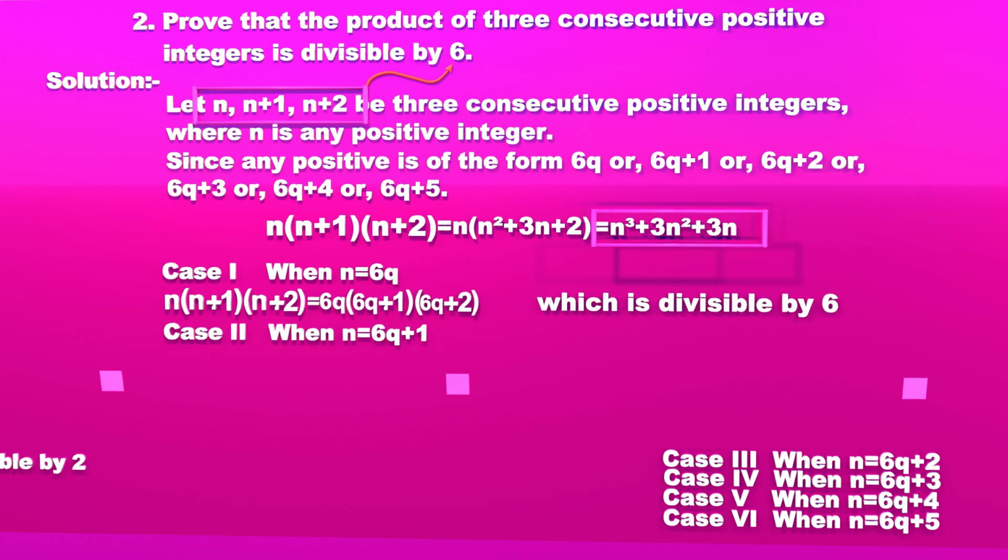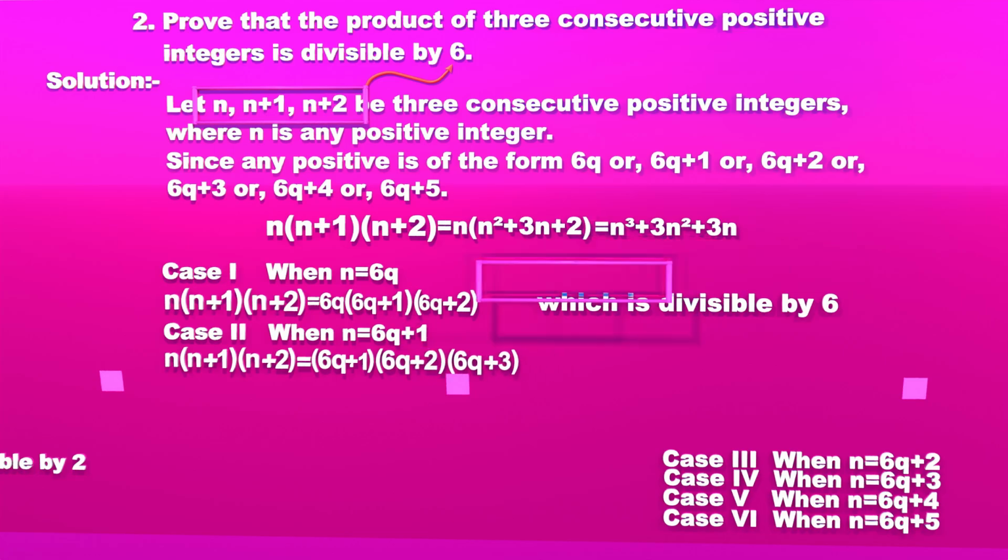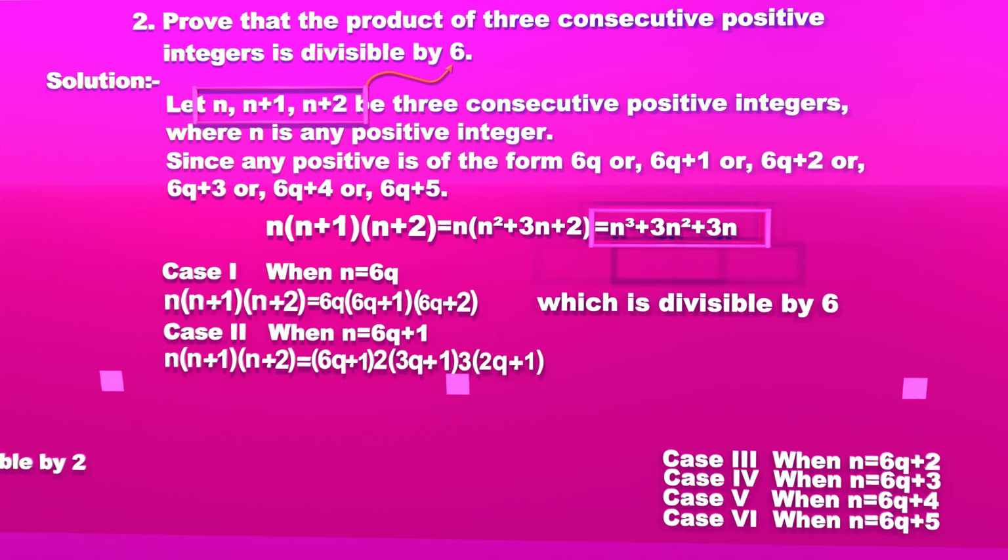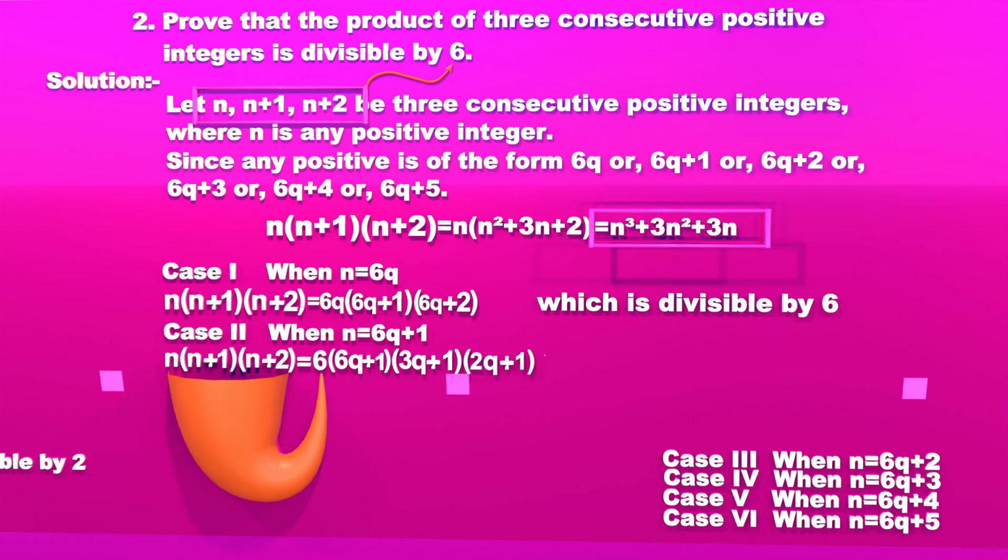Let's see case 2. This time we will add 1 in 6q, because here n is equal to 6q plus 1. And we can multiply these three numbers to get our answer. But there is a shortcut method. Here in this term 2 is common and in this term 3 is common. So we will take them common. And 2 into 3 is 6, and 6 is the number which we want as a factor. So there is no need to do anything else. You got your answer. Here 6 is dividing this whole number.